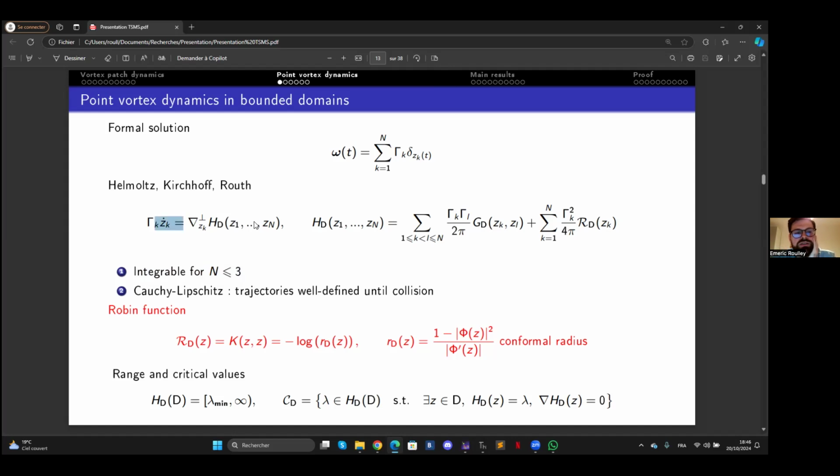But in general, this system is well posed due to the Cauchy-Lipschitz theorem. So the trajectories are well defined until you have a collision. There are some people who studied the collision of the point vortex system.